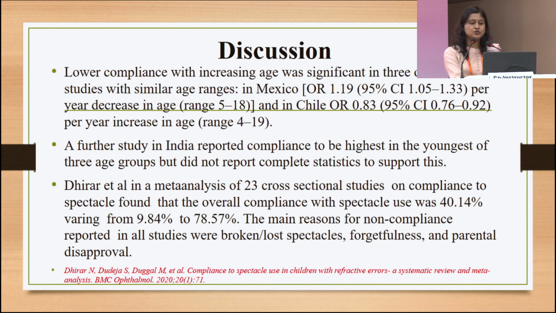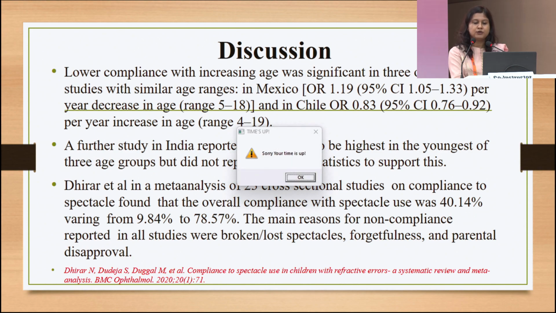Coming to the discussion, lower compliance with increasing age has been reported in 3 observational studies from Mexico and Chile, and in India 3 studies have been reported regarding compliance, and all of the studies suggest that younger children are more compliant with glasses. In a meta-analysis by Dhirar et al. of 23 cross-sectional studies, overall compliance with spectacles was 40.14%, and the main reasons for non-compliance were that the glasses were broken, forgetfulness, or parent disapproval.